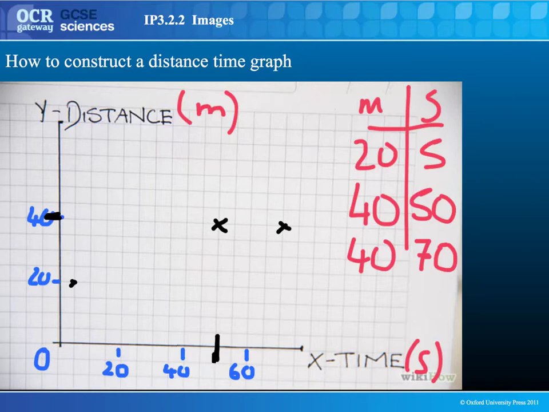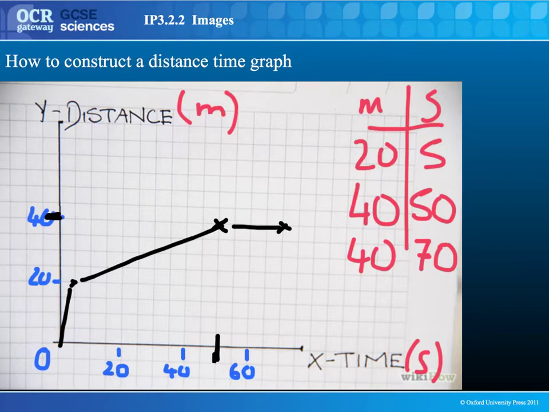This is one of the strange and rare occasions when drawing a science graph that you can actually join the dots. Normally this would be done with a ruler, and that tells you the story of this distance time graph.